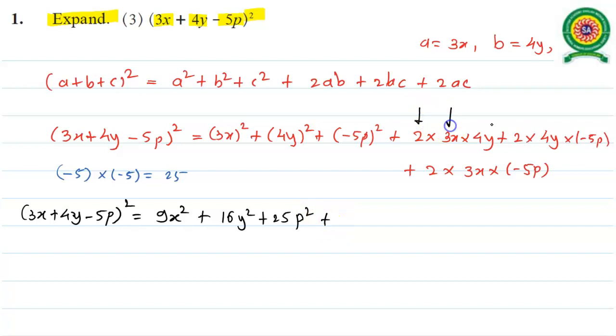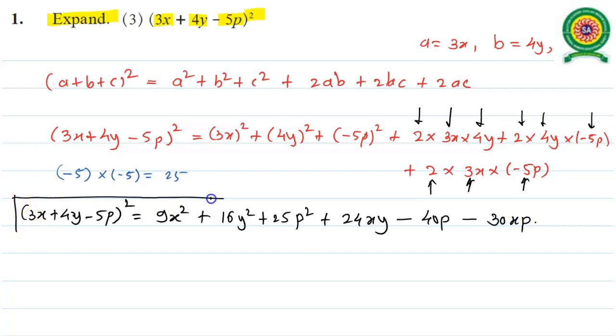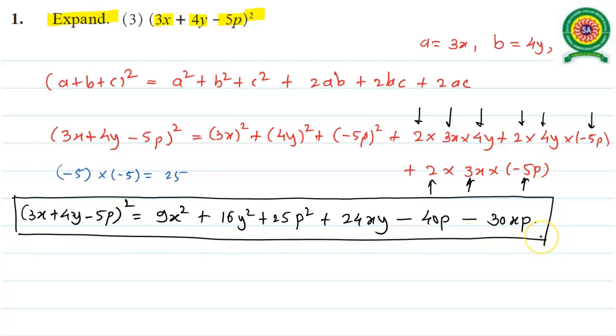Now 2 3s are 6, 6 4s are 24 times xy. Then plus minus throughout we have a minus. 4 2s are 8, 8 5s are 40 times p. Then again plus minus throughout we have a minus. 3 2s are 6 and 6 5s are 30 times x into p. Hence the expansion for 3x plus 4y minus of 5p the whole square is of this form.